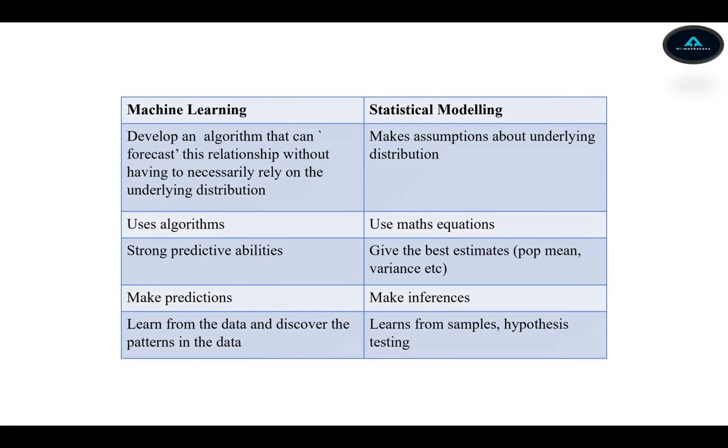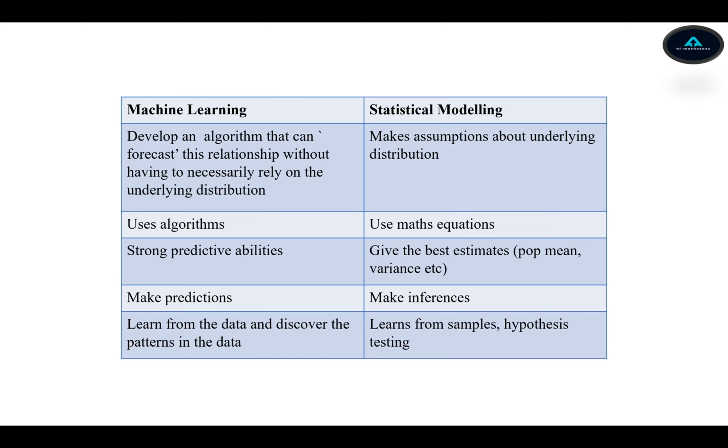Now this is going to be so important because we want to be able to differentiate machine learning and statistical modeling. In machine learning, we are developing an algorithm that can forecast certain relationships without having to rely on any underlying distribution. However, when it comes to statistics, we make assumptions about the underlying distribution. We all know the most famous distribution, which is the normal distribution. So most statistical models rely on certain assumptions.